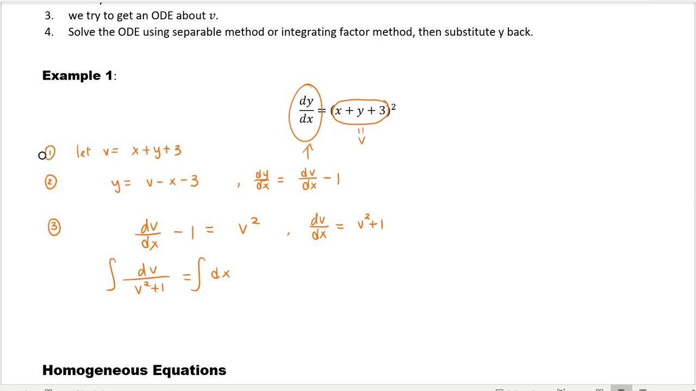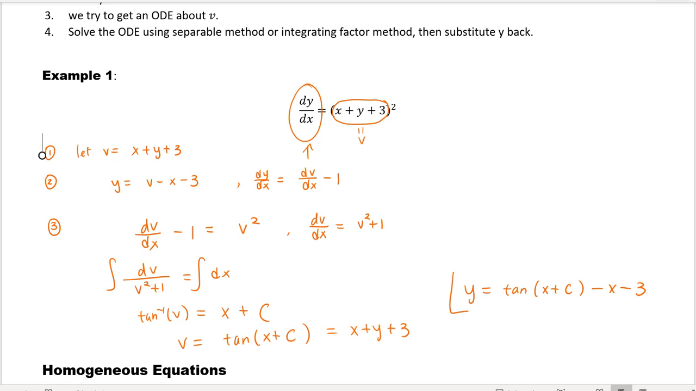Okay, so now let's see. We integrate both sides. On the left, we see this is the arctangent. So arctangent of v equals the integral of 1, which is x plus c. Okay, and in this case, we can actually solve for v. So v is then tangent of (x plus c). And what is v again? v is x plus y plus 3. Now solve for y. y is then tangent of (x plus c) minus x minus 3. So this is the solution to this differential equation.